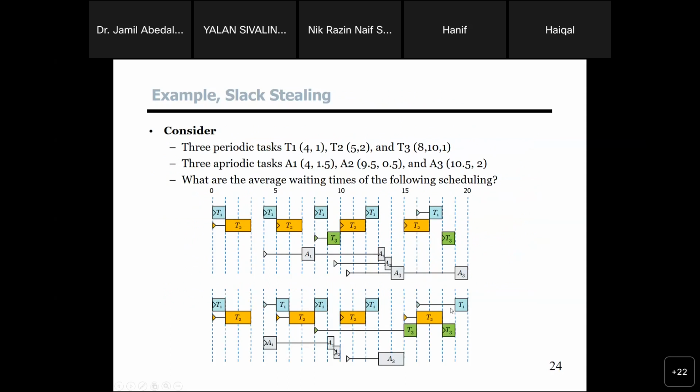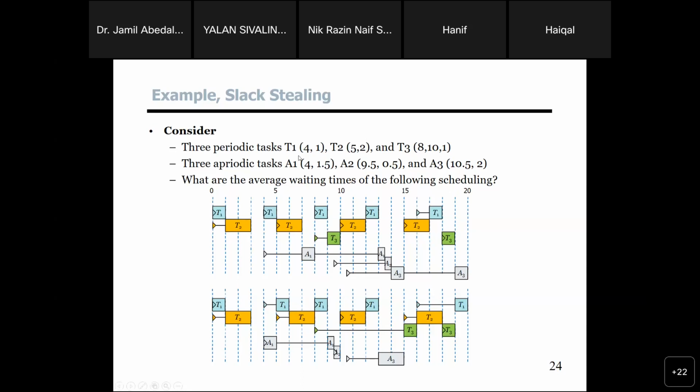Let's take this example. We have 3 periodic tasks. Task 1: 4 and 1. Task 2: 5 and 2. And task 3: 8, 10 and 1. Who can tell me what 8 represents? What 10 represents? What 1 represents? Anybody can participate, please.